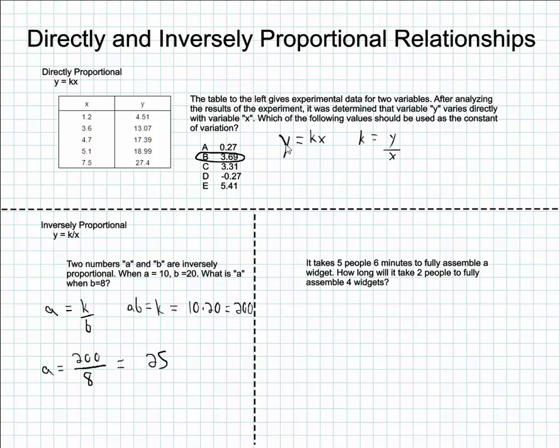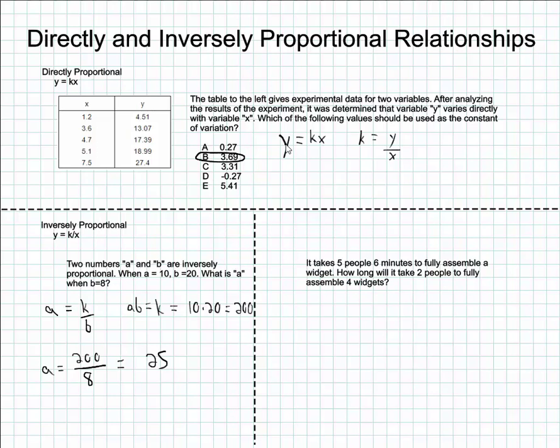For our last example, it takes 5 people 6 minutes to fully assemble a widget. How long will it take 2 people to fully assemble 4 widgets? So these problems, at first glance, may not look like they are problems about inversely proportional relationships. However, if you ever get something written in a similar format, such as people painting rooms or some other thing like that, then you can rest assured that this is an inversely proportional relationship.